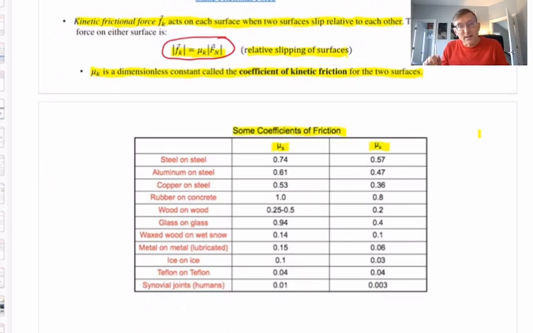So a lot of times in the homework problems, we'll be given outright one or both of the coefficients of friction for the surfaces, and we'll need to use those then in solving the problem. Although occasionally the problem will give us other information and we'll have to end up solving for the coefficient of friction. But I want you to see some values of coefficients of friction.